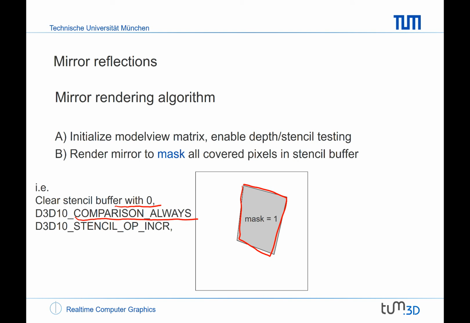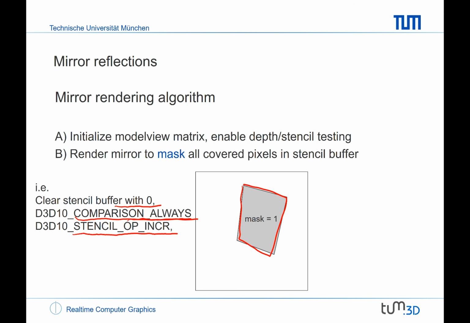At the same time, we set stencil operation increment, and this means whenever a fragment survives the depth test, and keep in mind, no depth test is applied here, so all the fragments for that mirror surface survive. Whenever this happens, then at the corresponding location in the stencil buffer, we just increment the stencil value by 1. And it's clear what that means.